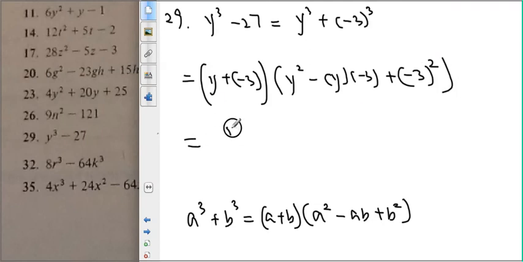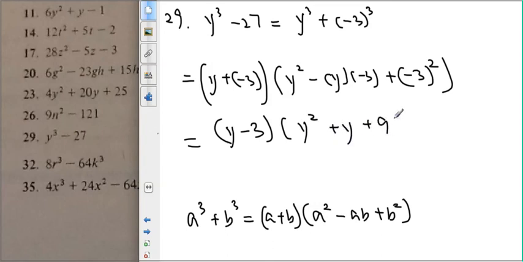Then here we get y minus 3 times y squared plus 3y, and then plus 9. That becomes our factoring of the difference of the cubes.